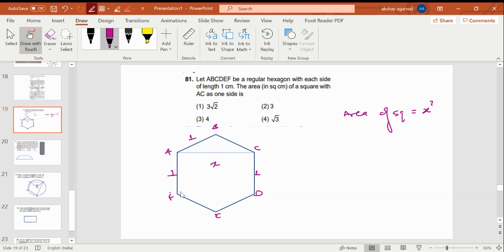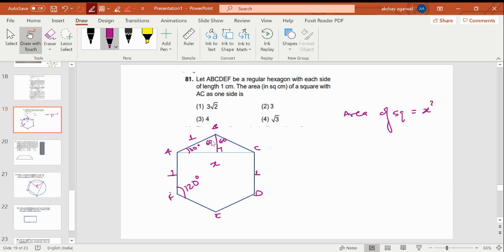In a hexagon, we remember that each angle is equal to 120 degrees. To get the length of AC, what we'll do is draw a perpendicular on it from here. So if I draw a perpendicular, this 120 degrees here is divided equally as 60 degrees and 60 degrees. So this becomes a 60, 90 triangle, and this angle will be 30 degrees.